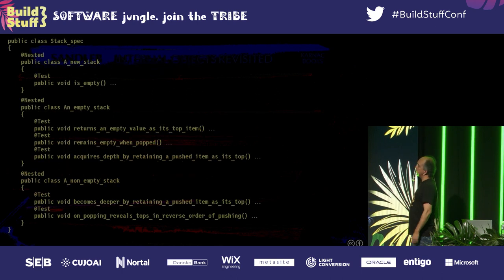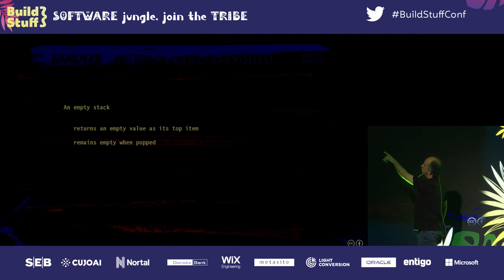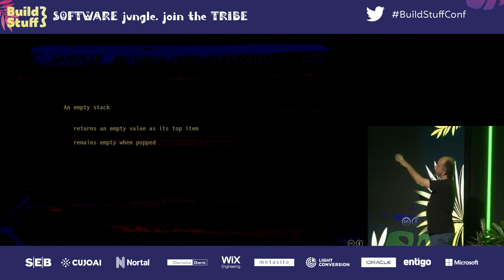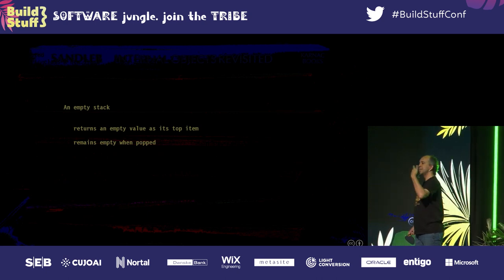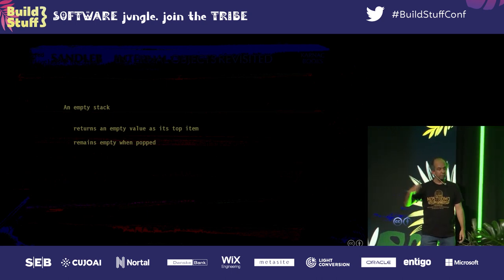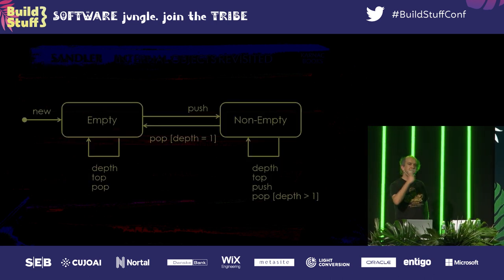Now, what that looks like from the point of view of the test is, let's just emphasize, an empty stack returns an empty value as its top item. An empty stack remains empty when popped. So actually, this is quite nice. We've actually got tests that tell us what we're expecting in a specification-like format, but something that's communicable in natural language. Now, that's kind of interesting, but I want to take a different path.